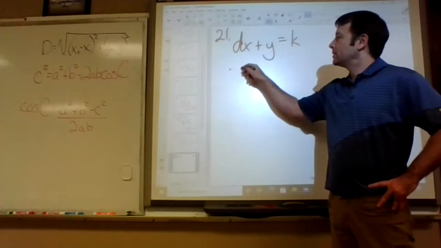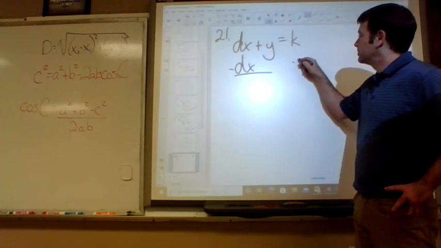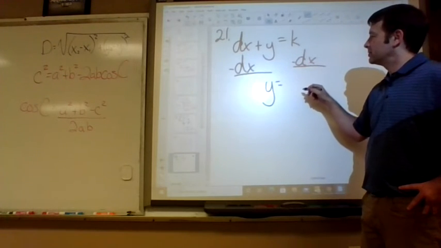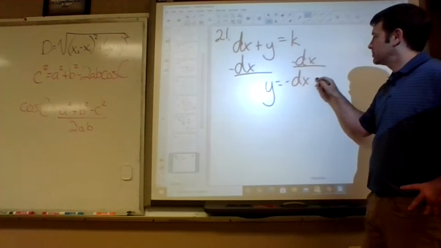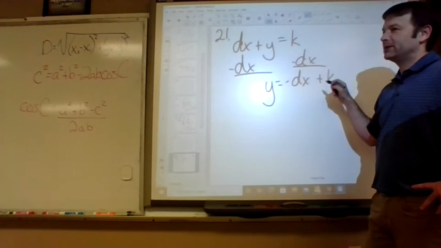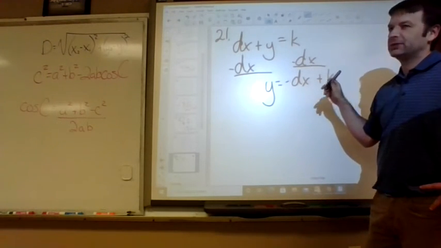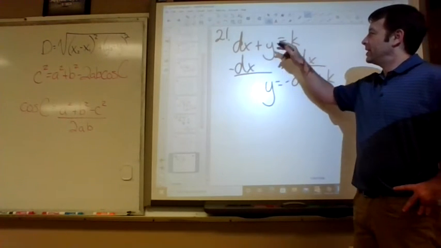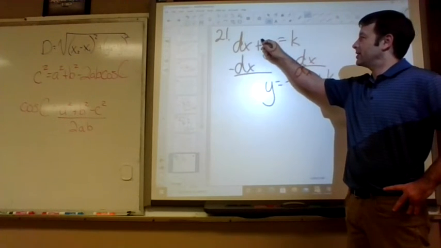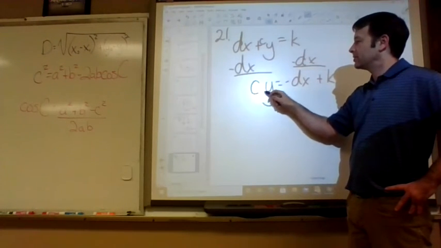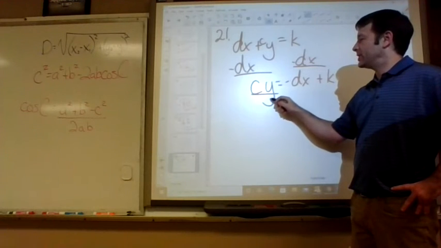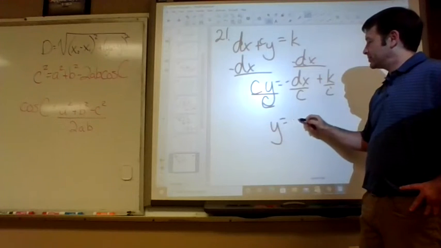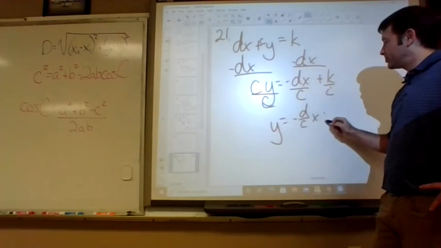Subtract dx from that side and put it on the other. It would be y equals negative dx plus k. Is that it? I think so. Yes. Here's the question though: what if there had been something in front of the y, like a cy? Divide by c. What would that look like? Everything divided by c: y equals negative d over c x plus k over c.